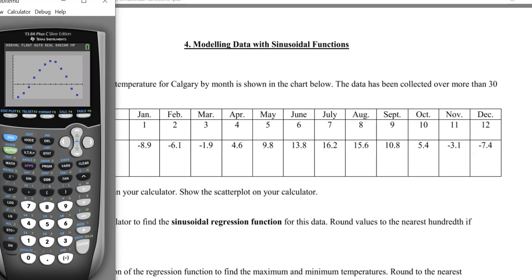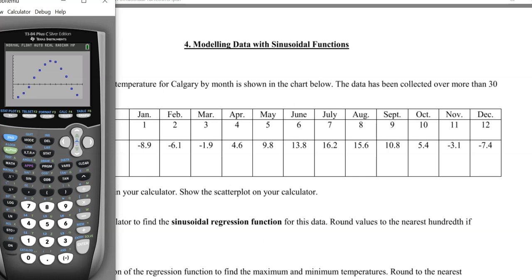We're only looking at 1 year, so we should be seeing one complete cycle, one period in a year. If we did 2, we wouldn't see anything else because all we've plotted is the points. Okay, so we enter in a calculator, show your scatter plot. There we go. Use the calculator to find the sinusoidal regression.